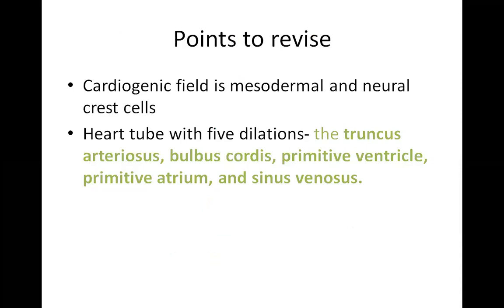So what are the points which you have to revise? The cardiogenic field is mesodermal in origin. The heart tube is formed with five dilations: the truncus arteriosus, which will form the outflow tract; bulbus cordis, which forms the right ventricle; primitive ventricle giving rise to the left ventricle; primitive atrium giving rise to the left and the right atrium, both trabeculated parts; and the sinus venosus, the right horn, which will form the smooth part of the right atrium, and the left horn of sinus venosus, which will form the coronary sinus and the oblique vein of left atrium. That's all. Next class will be on the formation of atrial septum.